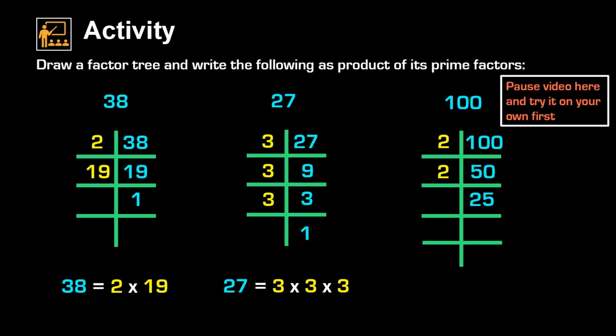And then the next prime number will be 5, and we say 25 divided by 5 is 5, and then we use 5 and we divide it by itself and we will get 1. So then if we list those prime factors and we write 100 as a product of its prime factors, it will be 2 multiplied 2, which is 4, multiply 5, which is 20, then we multiply 20 with 5, will give us 100.